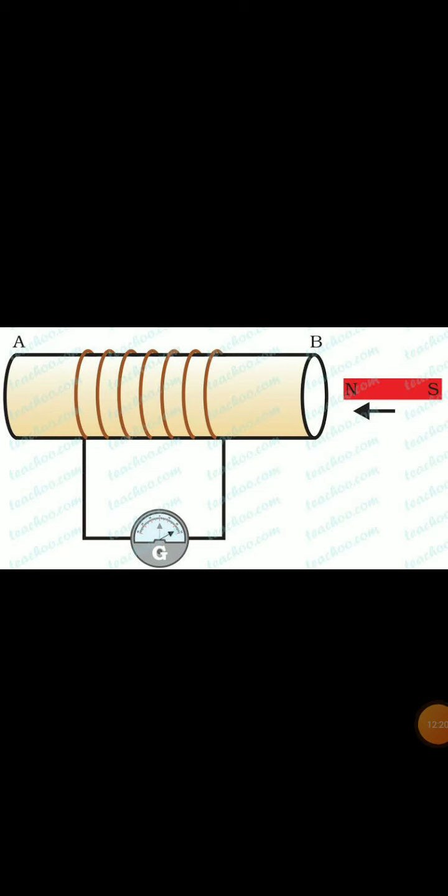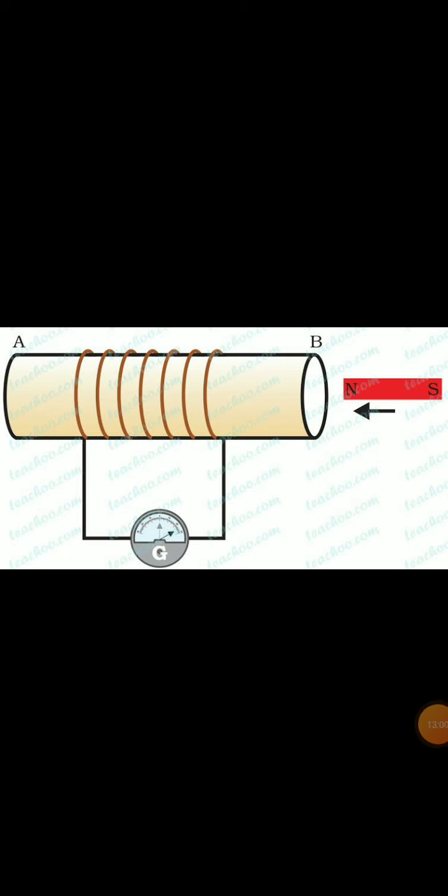And when you take the magnet back, when you take the south pole of the magnet backwards, what will happen? It will deflect towards the right side. Now, this is the case when the south pole of the magnet is brought nearer to the B end of the coil. So from this activity, it is clear that motion of a magnet with respect to the coil produces an induced potential difference.